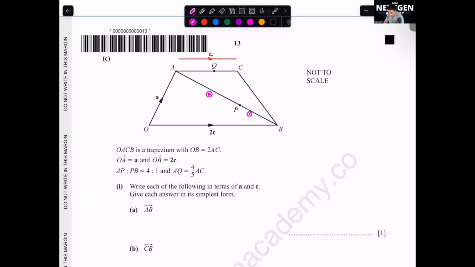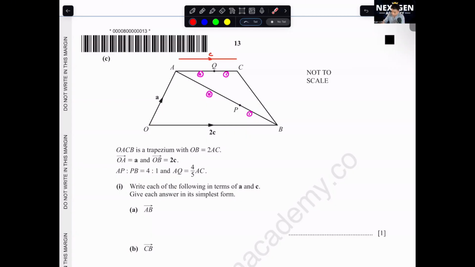And then AQ is 4 over 5 AC. AQ is 4 over 5 of this entire part. So that means this entire part is 5 parts. This will be 4 parts. This will be 1 part. Got it? It's not drawn to scale, so this doesn't look like a 4 part and 1 part, right? But it is 4 to 1. Everyone okay until here? For vectors, you all need to understand your ratio first. If you don't know ratio, your plot all will be wrong already. Right? Okay. Write each of the following in terms of A and C.